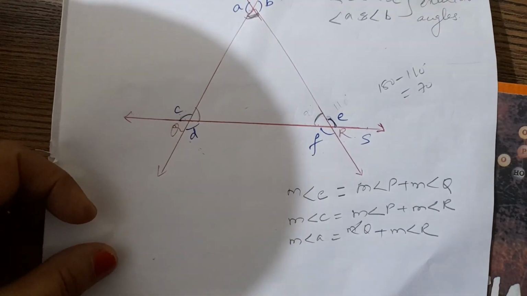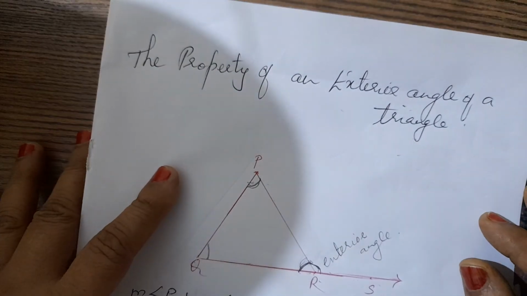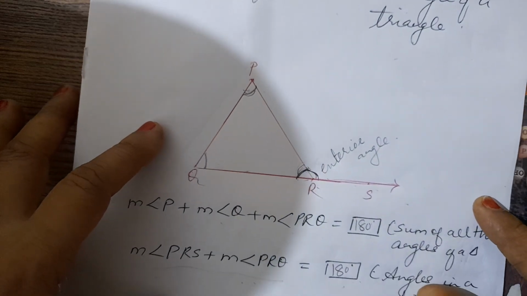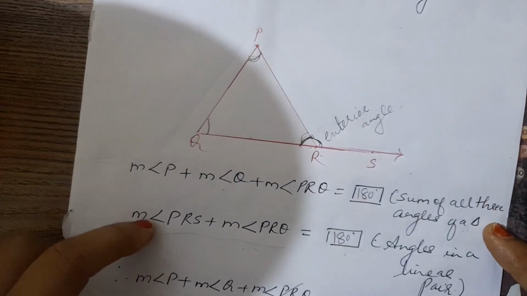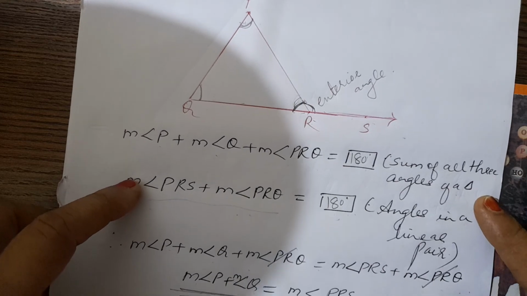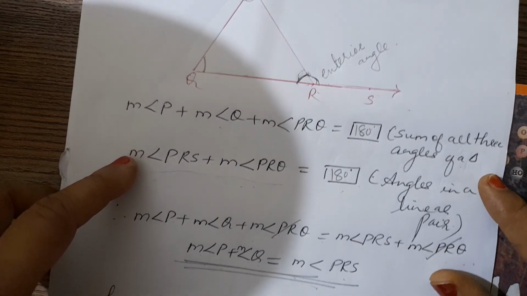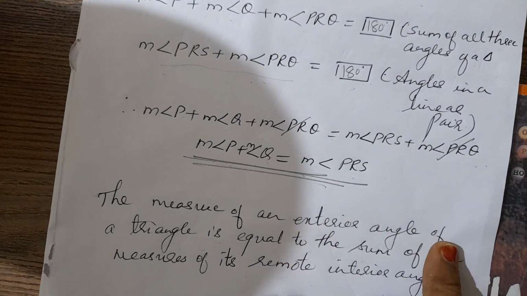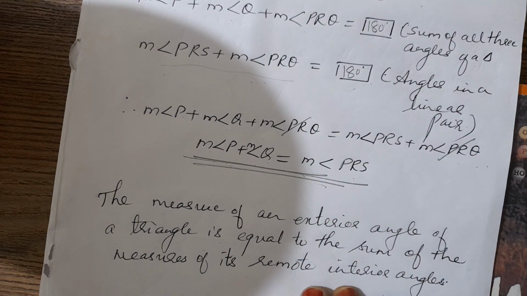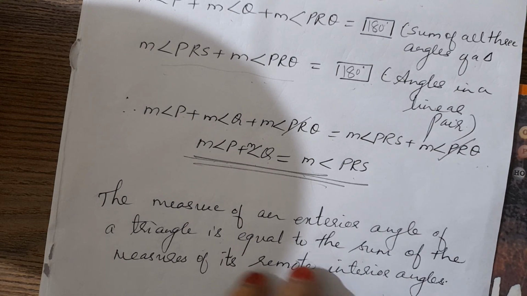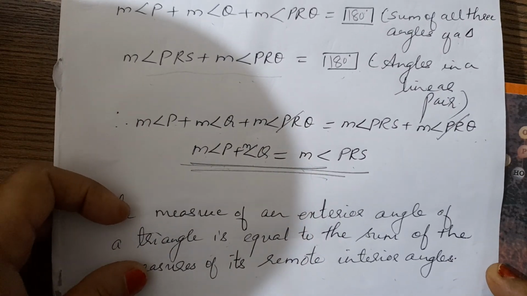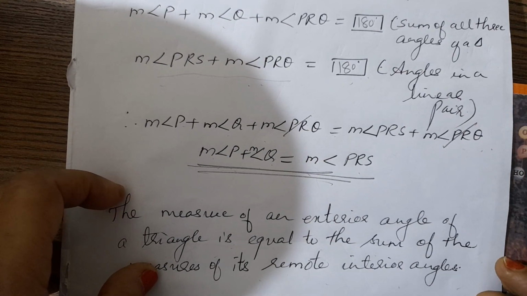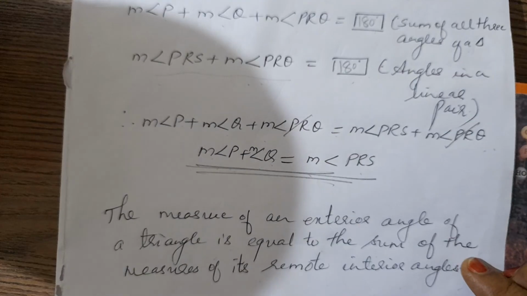I am just sharing the page with you. So here let us go through the page: Property of an exterior angle of a triangle. Just go through it. And the definition: the measure of an exterior angle of a triangle is equal to the sum of the measures of its remote interior angles. Children, for this topic, you can open your textbook pages 32 and 33, and see this video also for the explanation.